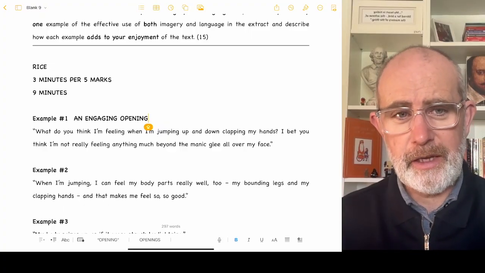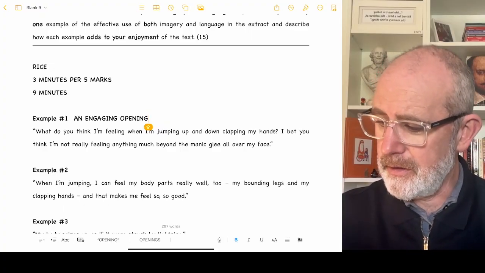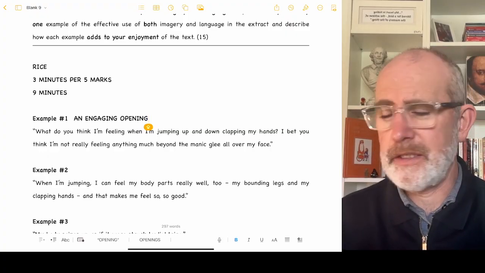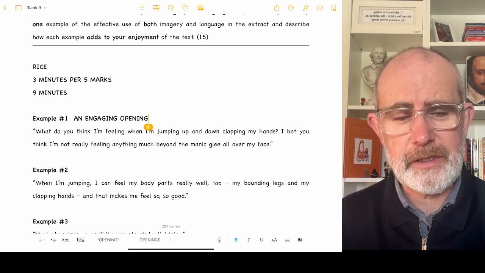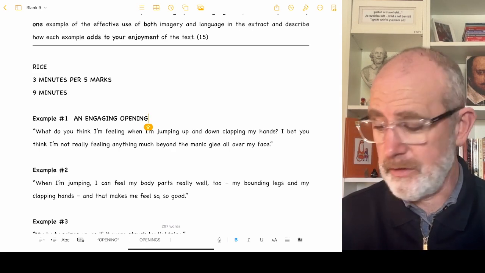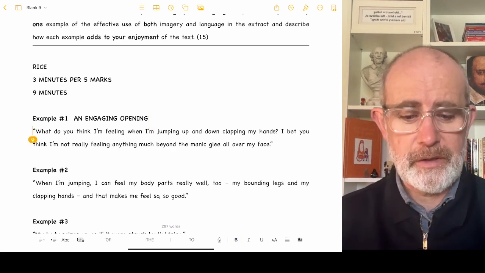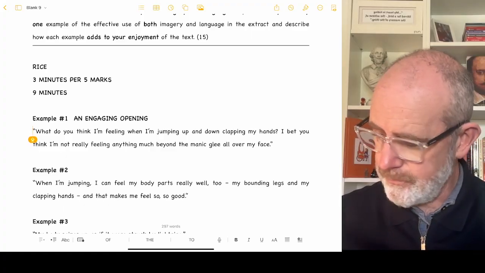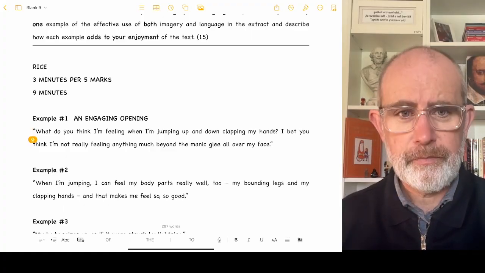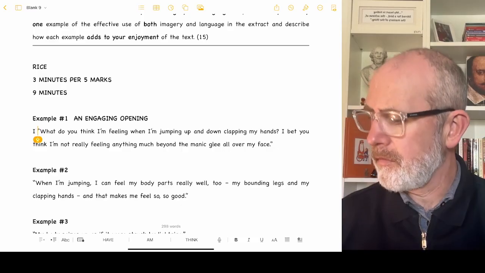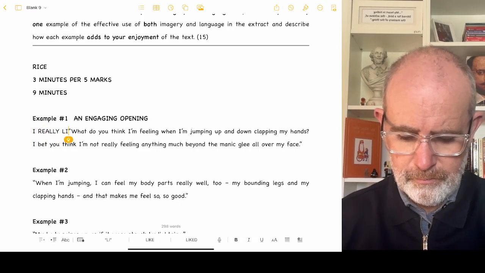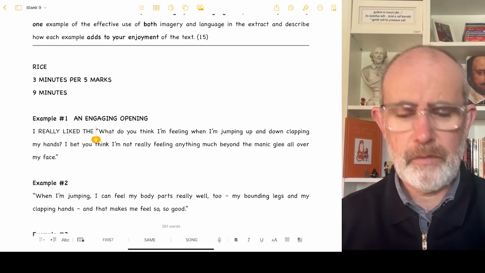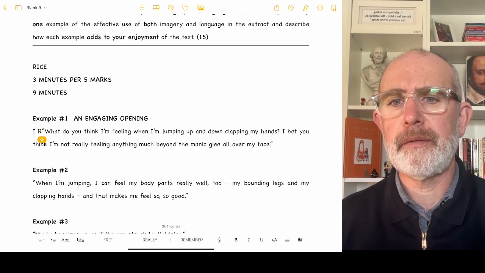But just to say, I really like this passage because it adds to my enjoyment because it has an engaging opening, that's not good enough. What we need is explanation as to why. So I'm going to show you an example here. So I start off with my topic sentence. Oh, I'm on caps lock.